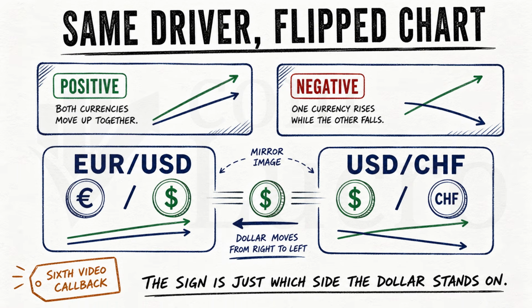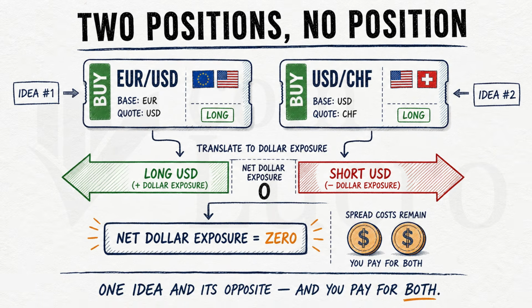Correlation comes in 2 flavors. Positive means they move the same way. Negative means they move opposite. And the sign usually comes down to something as simple as which side the shared currency is standing on. Remember USD/CHF from the 6th video? It looks almost like a mirror image of Euro USD. That's because the dollars swapped sides. Same driver, flipped chart. Which sets up a trap that catches confident beginners.